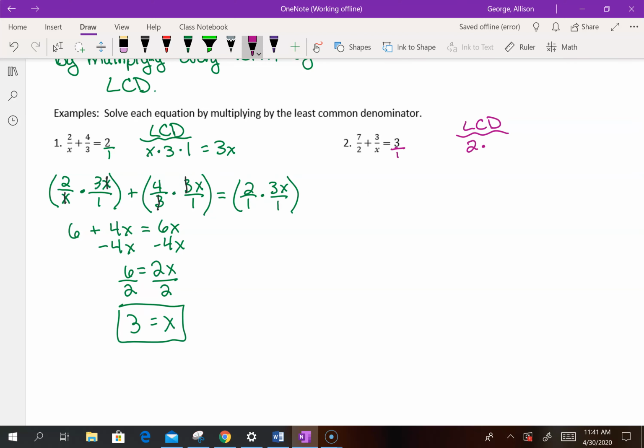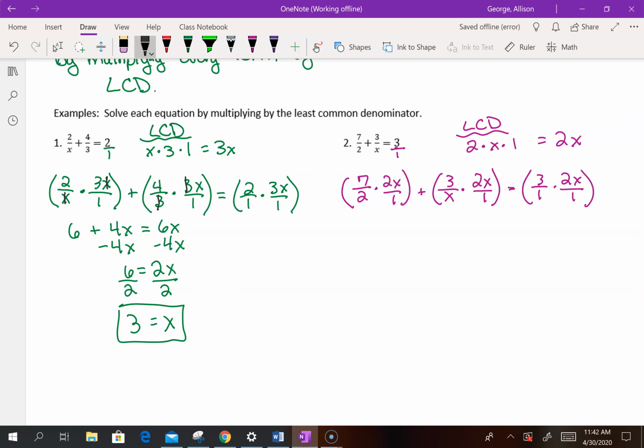So it's going to be 2 times x times 1. So my lowest common denominator is going to be 2x. And again, go through and multiply your fractions. So 7 halves times 2x plus 3 over x times 2x, and 3 over 1 times 2x.